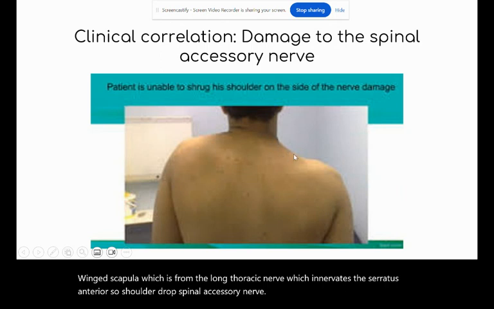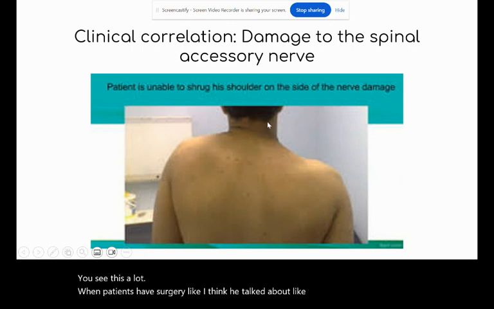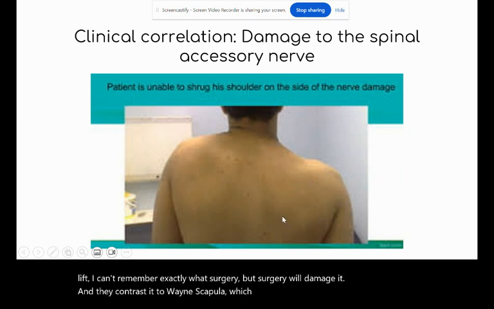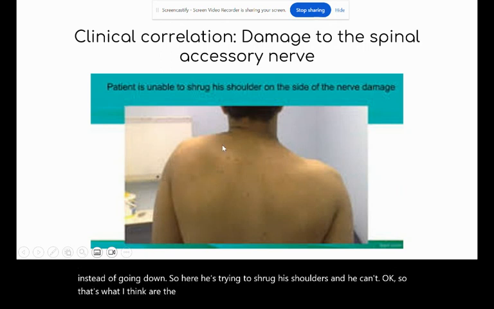You'll see this a lot when patients have surgery, like I think he talked about facial surgery, like a facelift. I can't remember exactly what surgery, but surgery will damage it. And they contrast it to winged scapula, which is, again, where it would be going up instead of going down. So here he's trying to shrug his shoulders and he can't. Okay, so that's what I think are the most important things from lecture number 1.